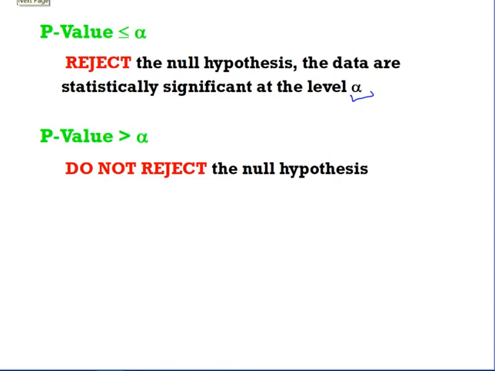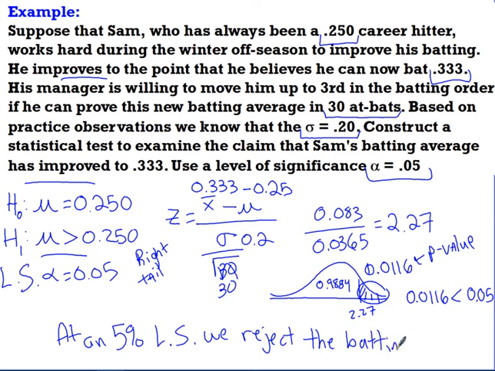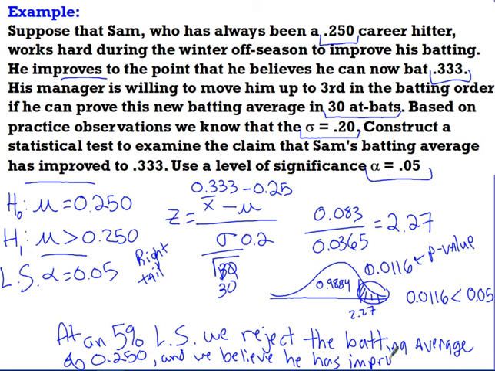Here's my comparisons here. So if the p-value is smaller than alpha, at a 5% level of significance, we reject the batting average of 0.250, and we believe he has improved off of these 30 at-bats.